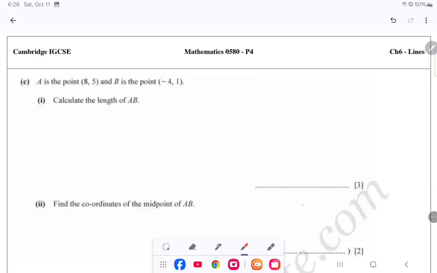In part C, A is the point (8, 5) and B is the point (-4, 1). Calculate the length of AB. For the distance formula, or the length formula, AB = the square root of (x2 - x1) squared plus (y2 - y1) squared.